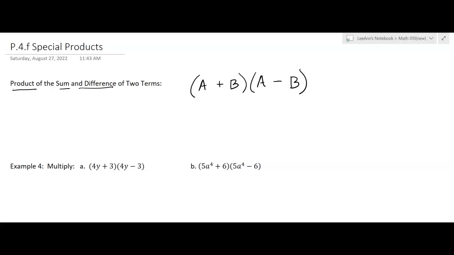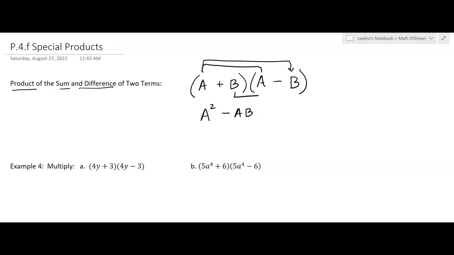Now, this is a very common situation, and it's very useful, so we want to take our time to learn what happens in this situation. I'm going to explain it, and show you how you would do it if you were going to FOIL. So A times A, which is A squared. I'm not sure why I used capital letters. They do in the textbook, but I usually use lowercase. But then I'm going to go A times minus B, which is minus AB.